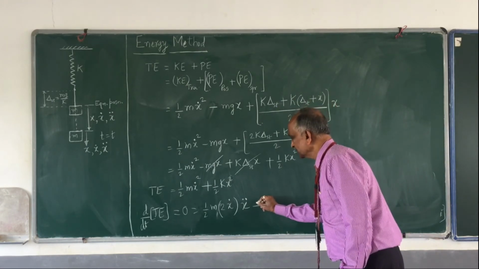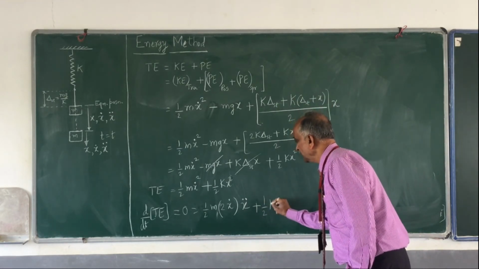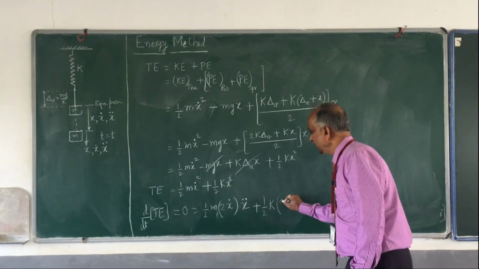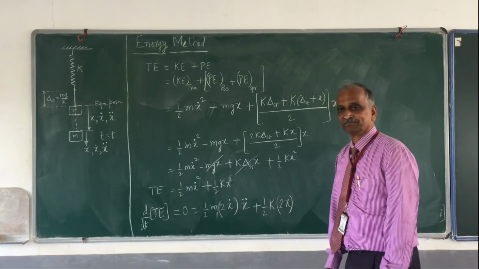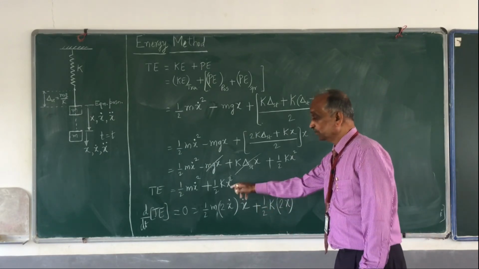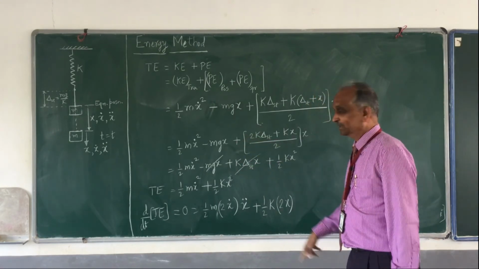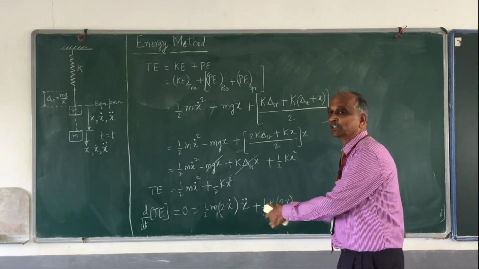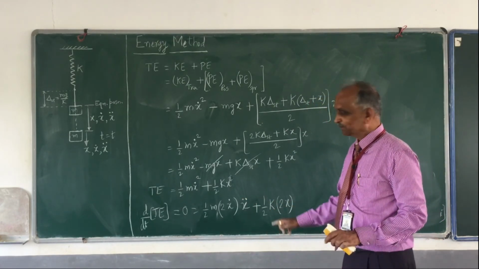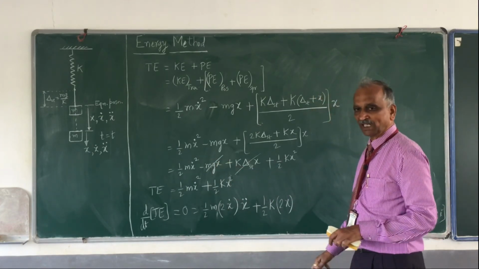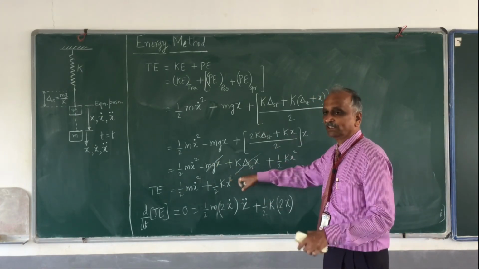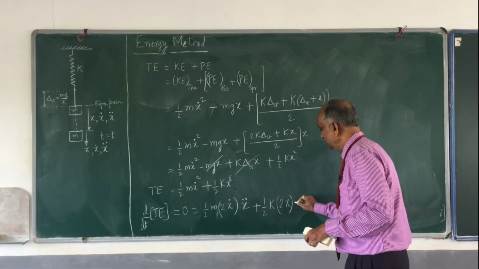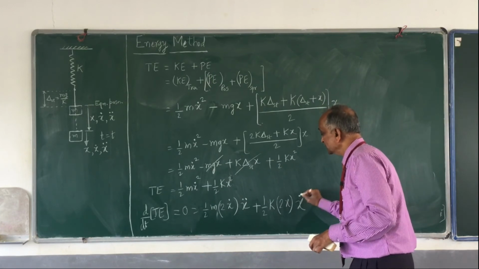Similarly, the plus half into k. Differentiation of x square is 2 times x into the differentiation of x now. When you write 2x, I have differentiated x square with respect to x. But my purpose is to differentiate with respect to time. Therefore, I differentiate x with respect to time. Differentiation of x with respect to time is nothing but x dot.